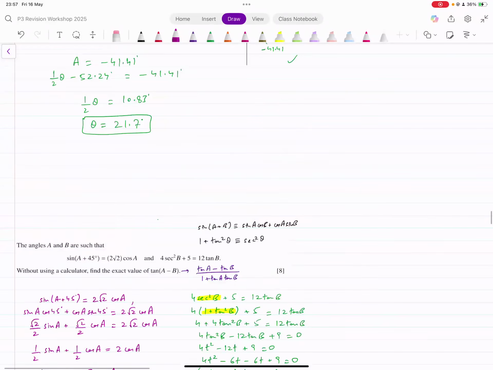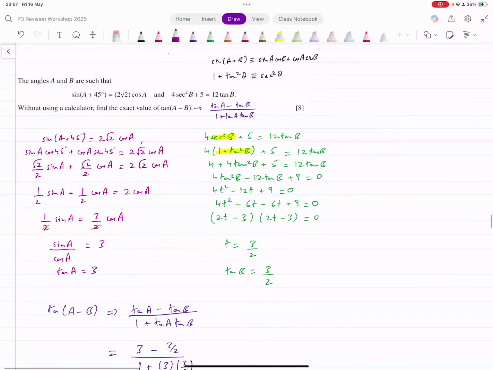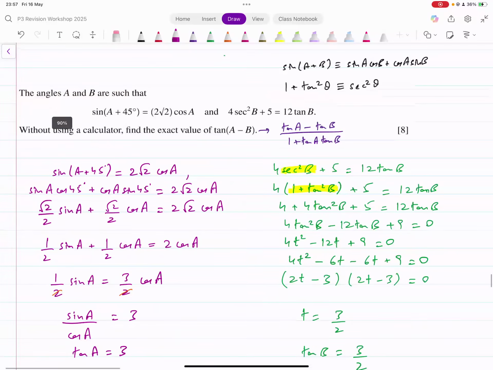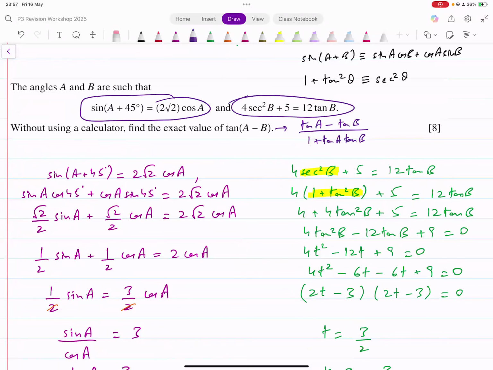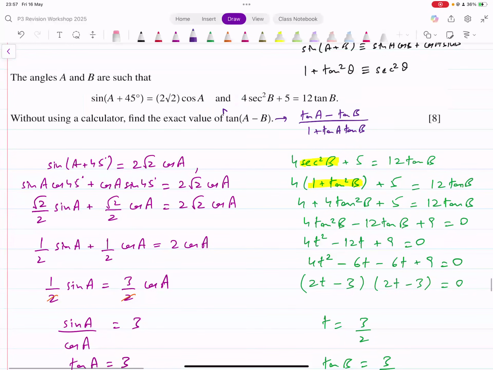Let's move on. Sometimes you have to solve simultaneous equations as well. For example, you're given two equations. One is this, another is this, and they want you to find the exact value of tan of a minus b without a calculator. The calculator is not going to give you the exact value for this. Tan of a minus b. Now, how do you find that?